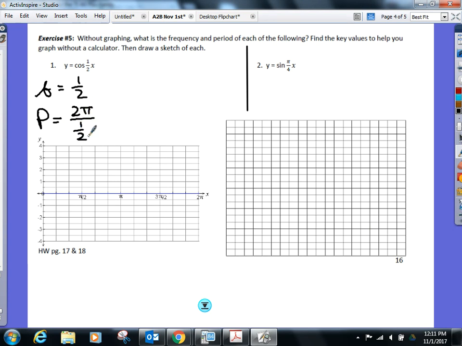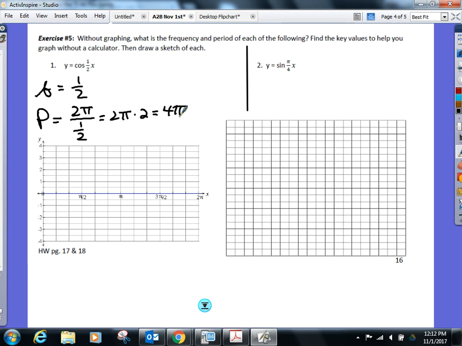There we go. So that's going to be 2 pi times 2. So the period's going to be 4 pi. Okay. Got it. So this graph's going to take all the way out to 4 pi before I see a full cosine curve. Got it.